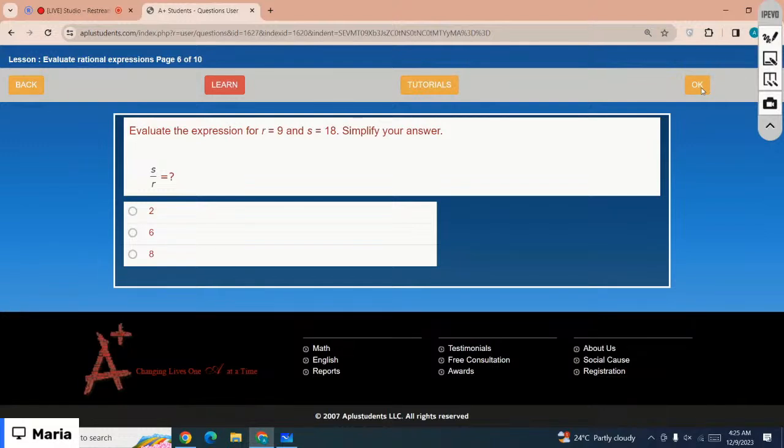Evaluate the expression for r equals 9 and s equals 18. So, which is the correct option? Yes, that would be 18 over 9, and the correct option is 2.